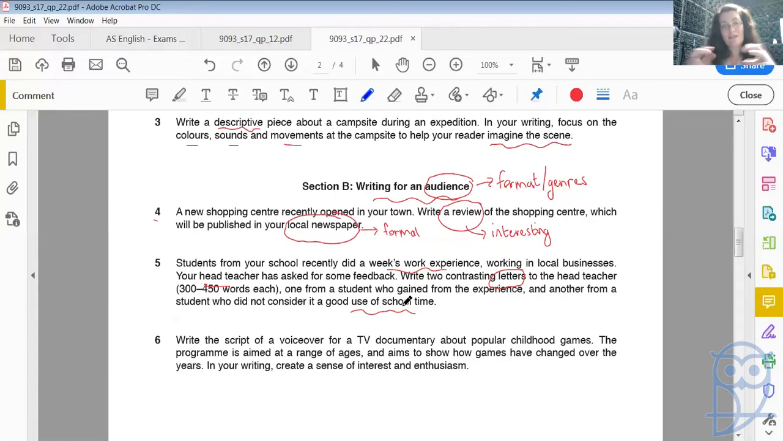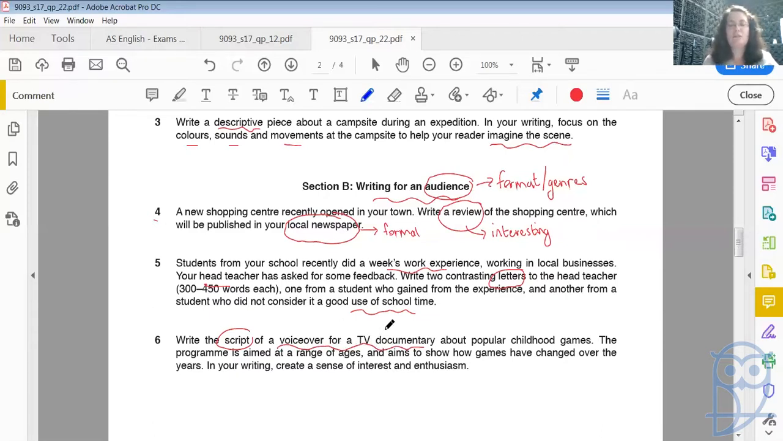Just make sure that the voices sound slightly different, the styles are slightly different, the vocabulary is slightly different. Convince your marker that you know how to create contrast in writing. And then number 6, write the script of a voiceover for a TV documentary.